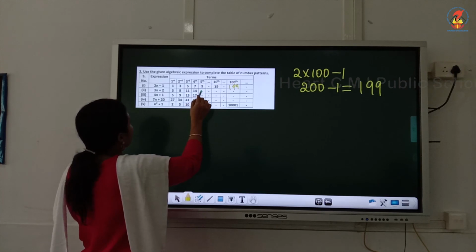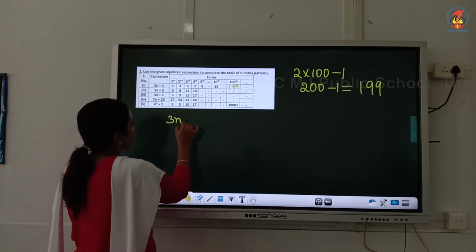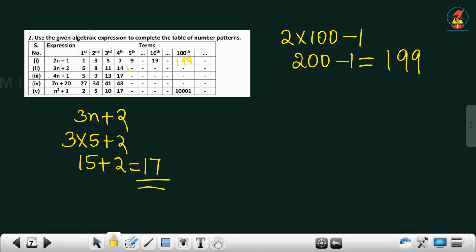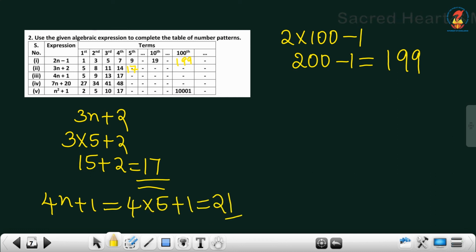Now we will find this one. 3n plus 2. We have to find the fifth term. So 3 into 5 plus 2. What is the answer? 15 plus 2 is equal to 17. In the same way, 4n plus 1 is the nth term. So for the fifth term, 4 into 5 plus 1. What is the answer? 21.